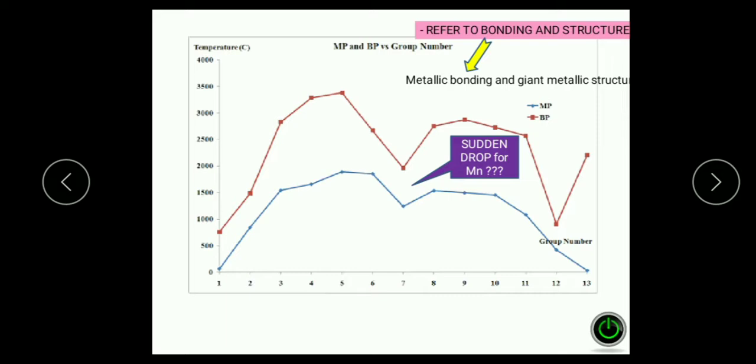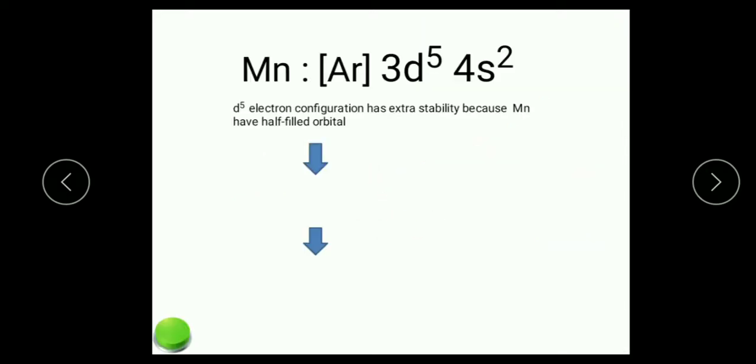Refer to the graph pattern. You can see that here there is a sudden drop for manganese. Number 7 here refers to manganese. Why does this happen? Let me see. The electronic configuration of manganese is 3d5 4s2. This 3d5 electron configuration has extra stability because manganese has half-filled orbitals.